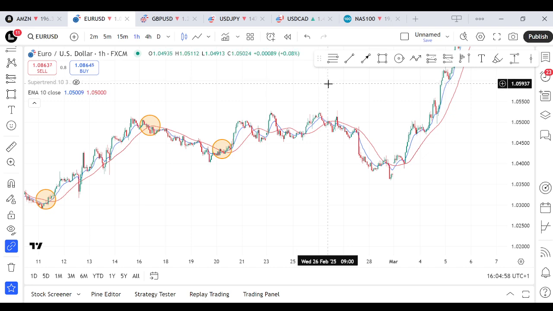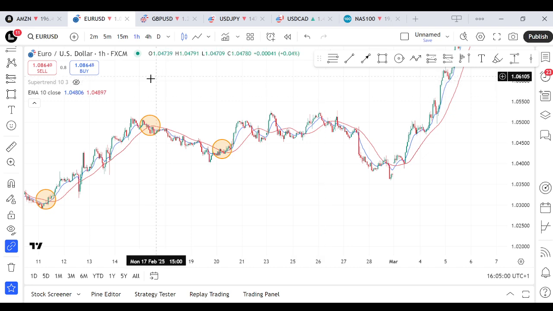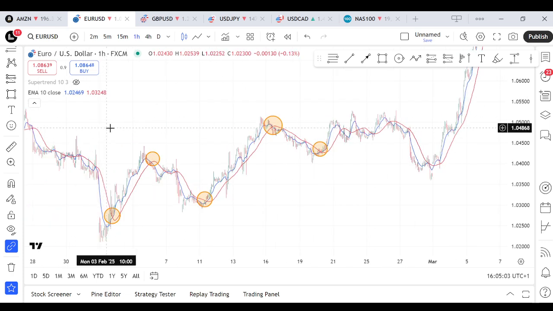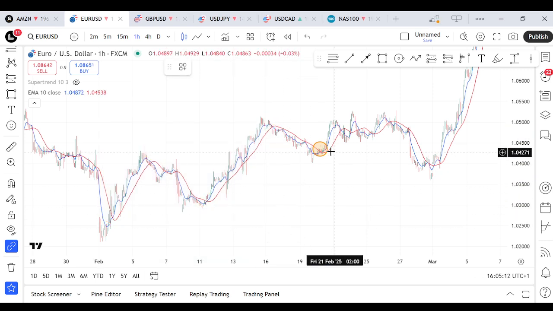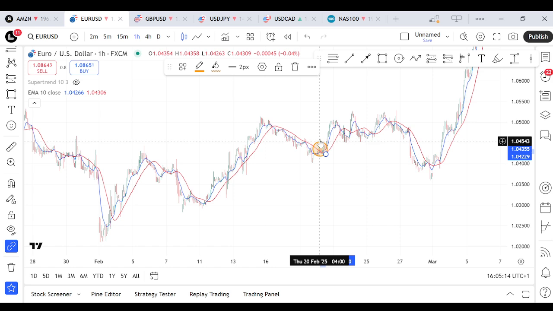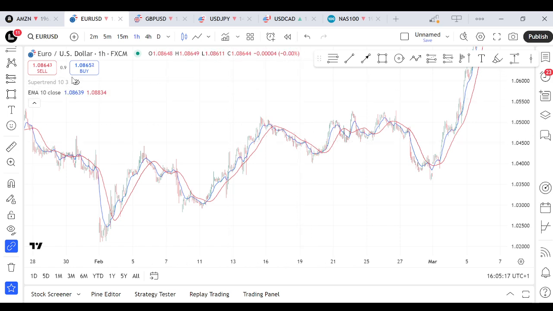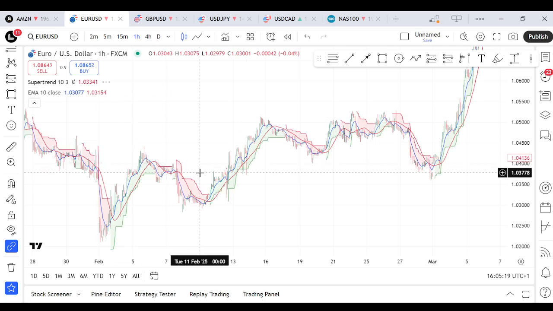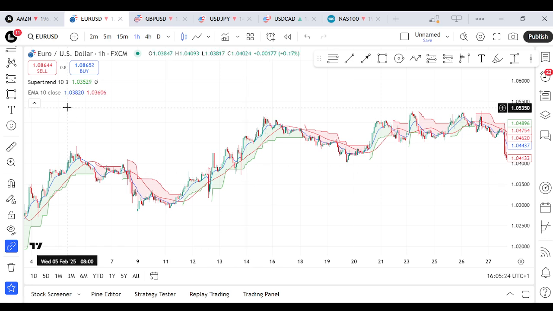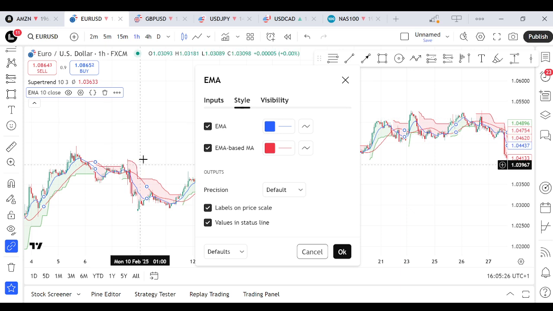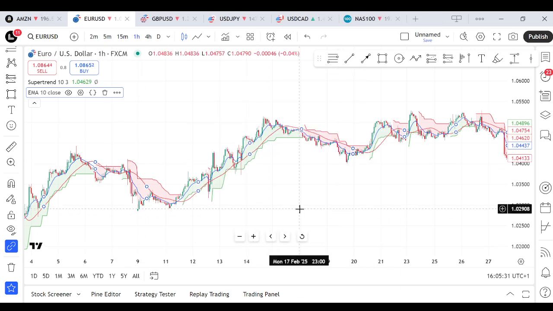So by combining these two indicators, the Supertrend for trend direction and the moving average for confirmation, you create a robust trading strategy. So let me quickly delete all of these drawings and add our Supertrend back to the charts. So we now have our Supertrend on the charts again. And if I can make these lines a bit thicker, right, it's okay.